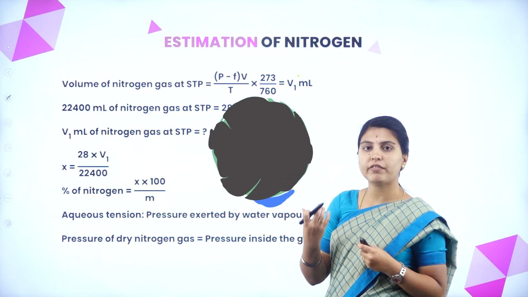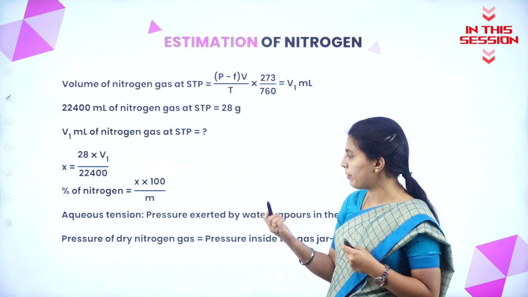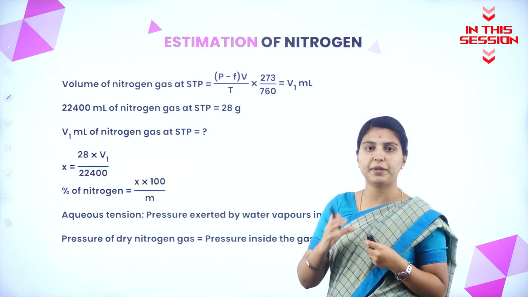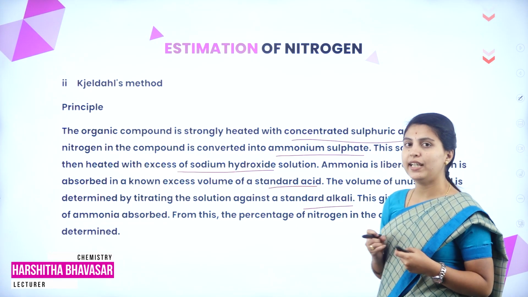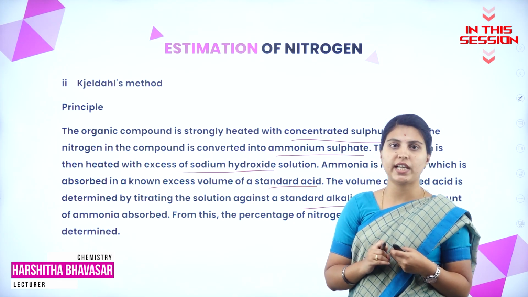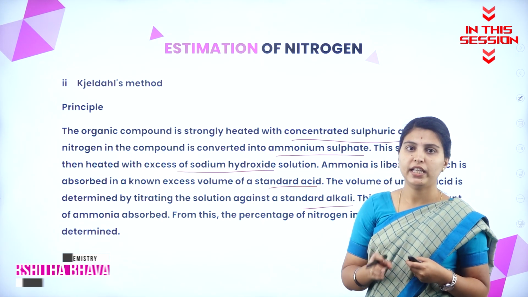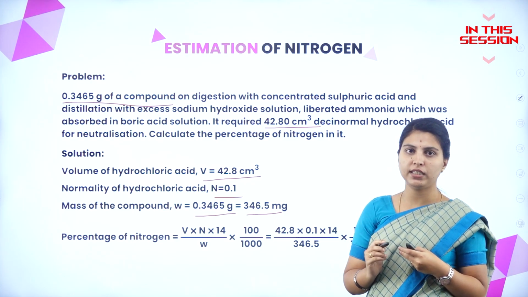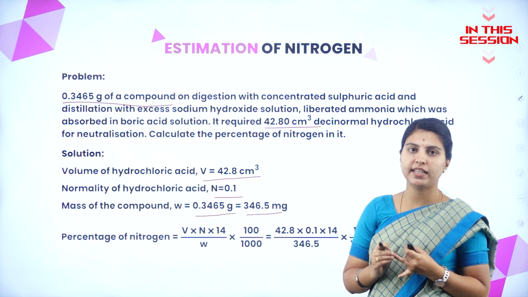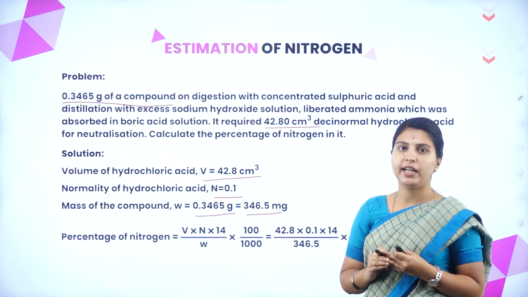The pressure exerted by water vapors is called aqueous tension. In the Kjeldahl method, the organic compound is strongly heated with concentrated sulfuric acid, that is H2SO4. You should not forget the two kinds of methods for the estimation of nitrogen: the Dumas method and the Kjeldahl method.